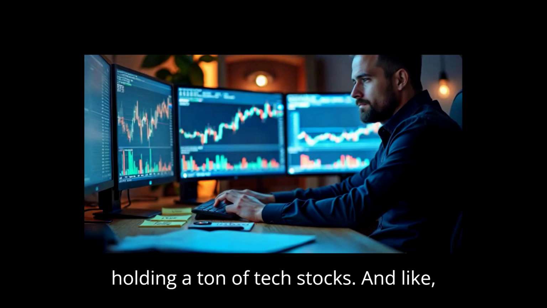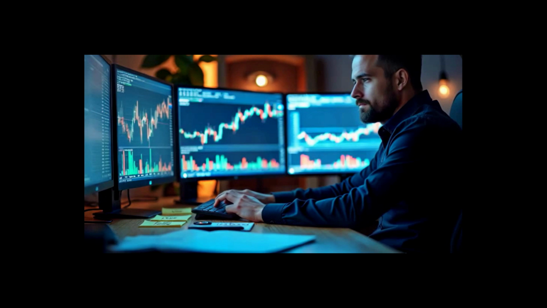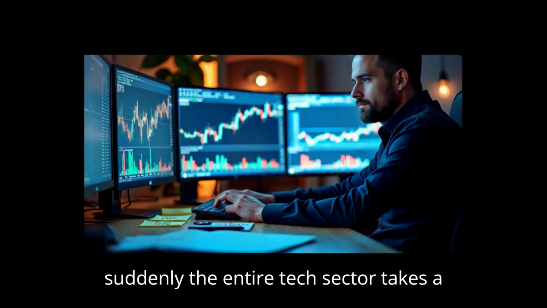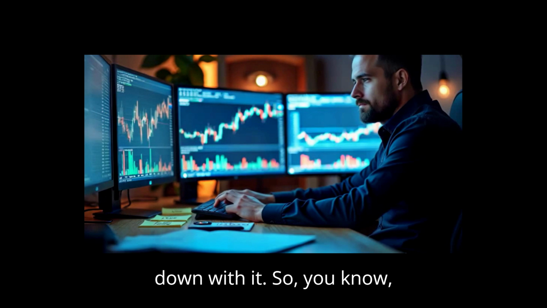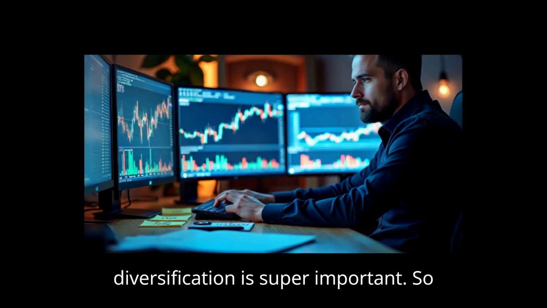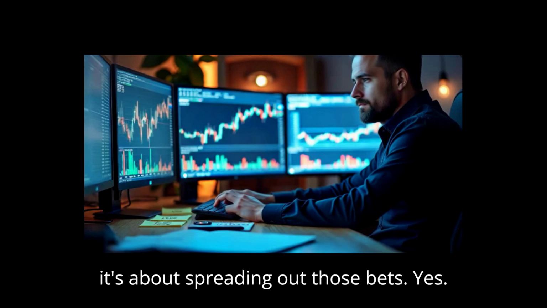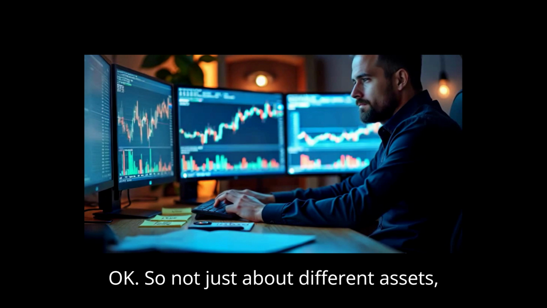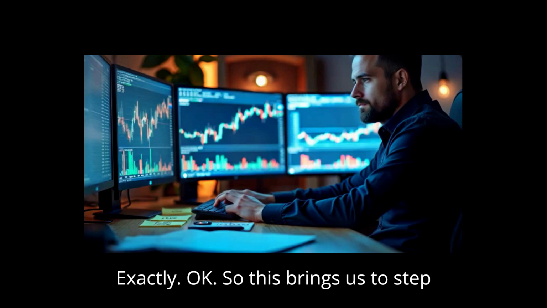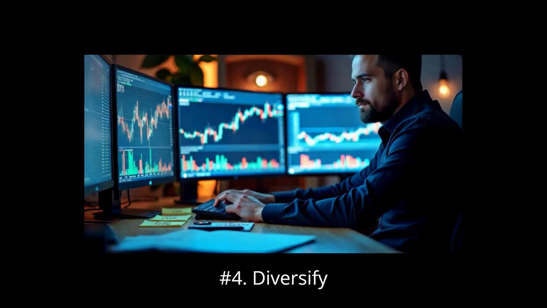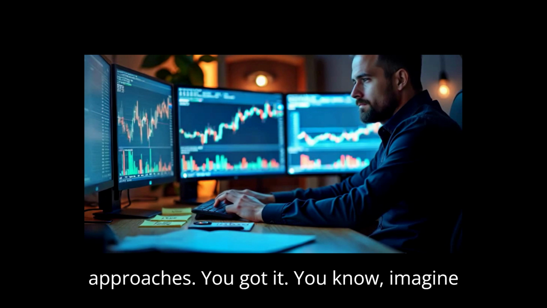If you're holding a ton of tech stocks and suddenly the entire tech sector takes a nosedive, your whole portfolio could go down with it. Right. So diversification is super important. So it's about spreading out those bets. Yes. So not just about different assets, but different types of trades too. Exactly. So this brings us to step number 4: diversify approaches. You got it.